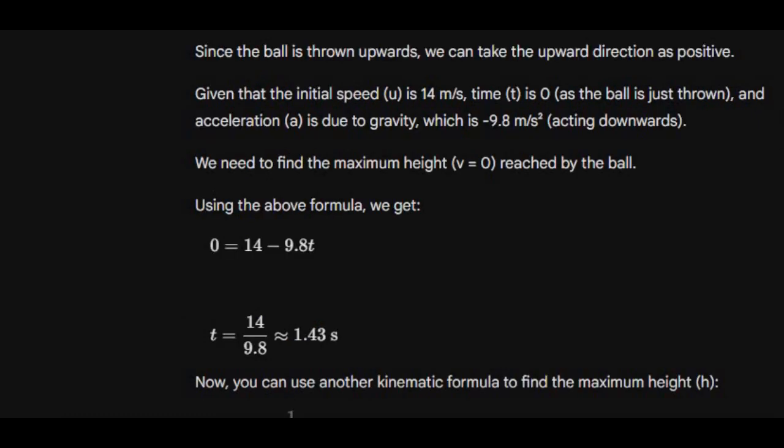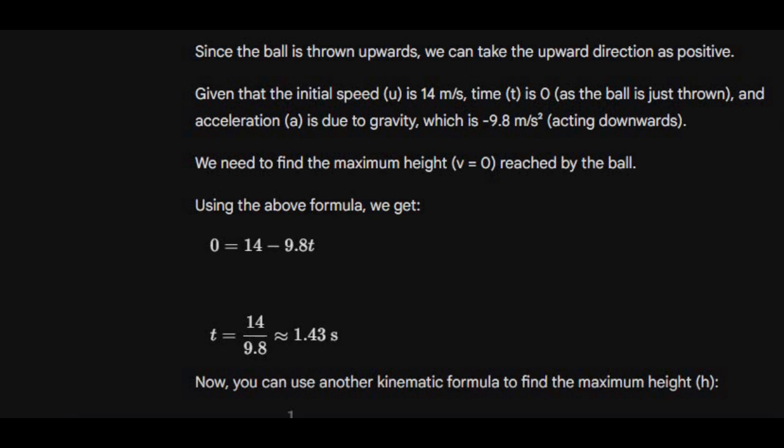v = u + at. We can take the upward direction as positive. Given that the initial speed, u, is 14 meters per second, time, t, is 0, as the ball is just thrown, and acceleration, a, is due to gravity, which is minus 9.8 meters per square second, acting downwards. We need to find the maximum height, where v equals 0, reached by the ball. Using the above formula, we get 0 = 14 - 9.8t, so t = 14/9.8, approximately 1.43 s.